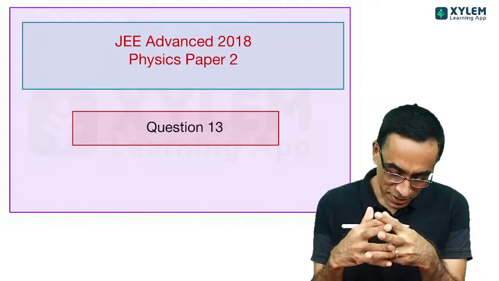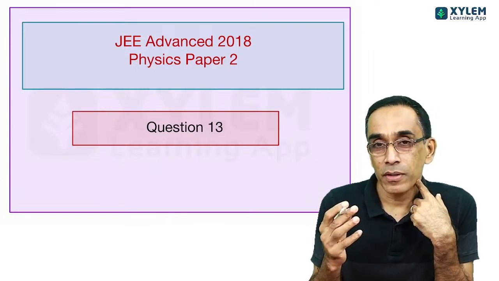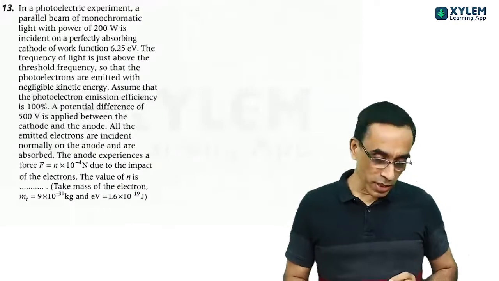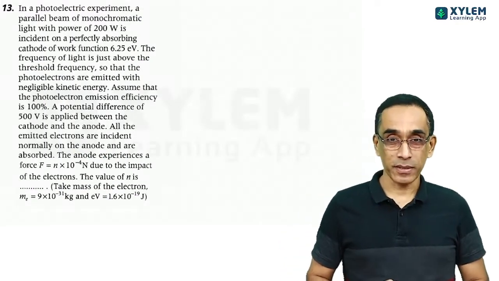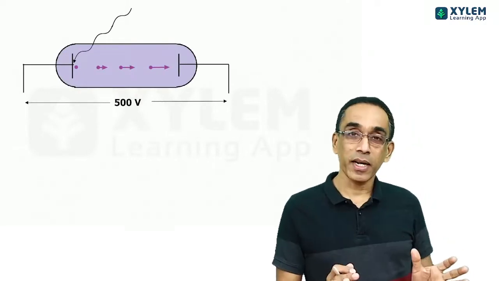Question number 13, JEE Advanced 2018, paper 2 from physics. The question is about a photoelectric experiment. Before you read this question, I just want to show you this diagram.